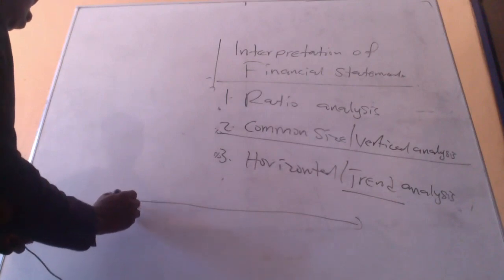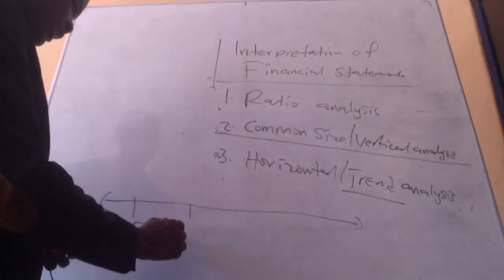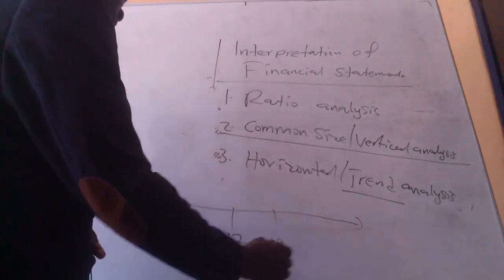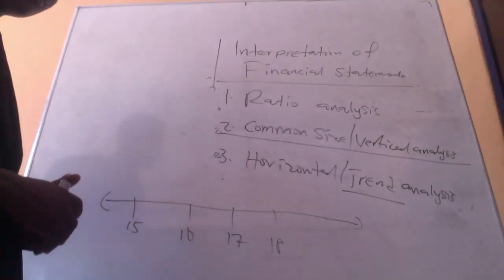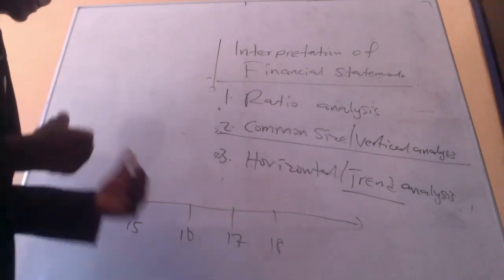So you pick probably from 2015, 2016, 2017, 2018, in that order, four years. It can be 5, it can be 6, depending on your interest. So that's the horizontal analysis.